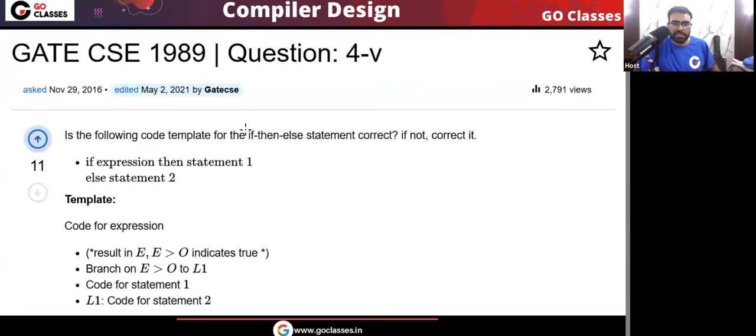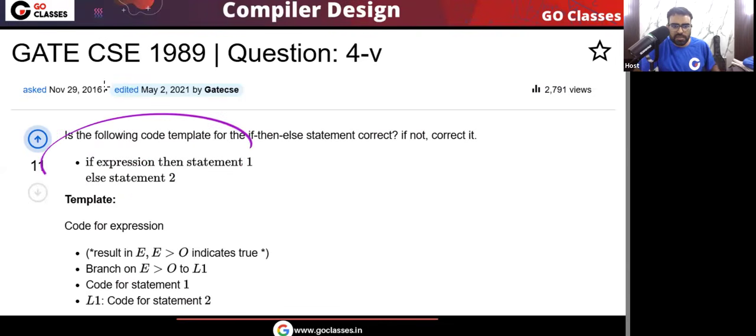Let's solve GATE 1989 question. Is the following code template for if then else statement correct? If it is not correct, then correct it. So this is a subjective question. So this if then else statement is given to you. If expression then statement 1, means if this expression is true, then we will execute this statement 1. And if this expression is false, then we will execute statement 2. So you can see, if this expression, then statement 1, else statement 2.